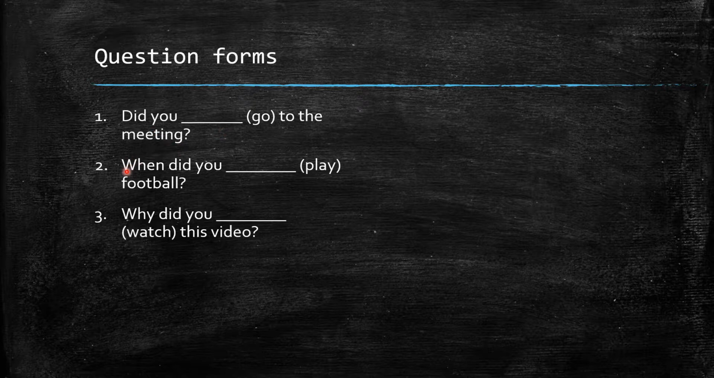Number 2, when did you and the verb play football? Again, this word did. When did you play? We do not need to change the verb. And finally, number 3, when did you watch this video? Exactly the same. Because of the word did, we do not need to change the verb form.